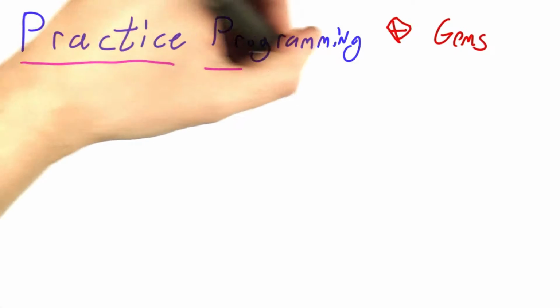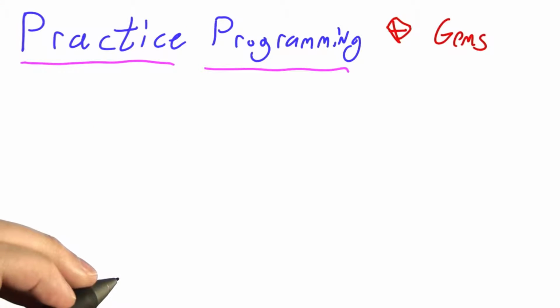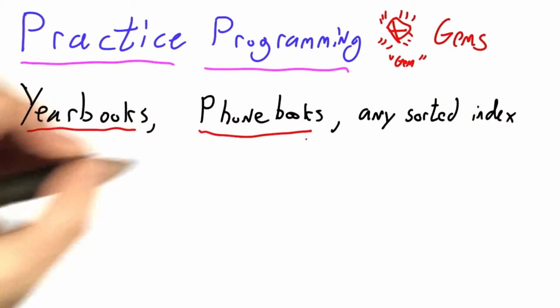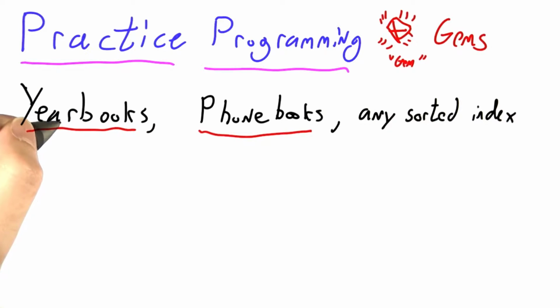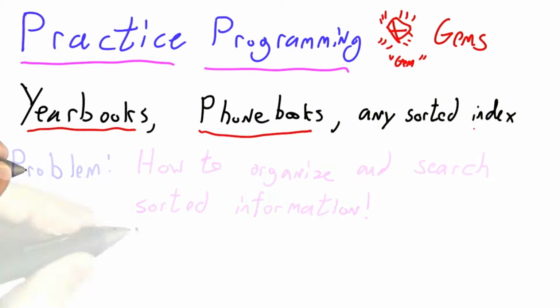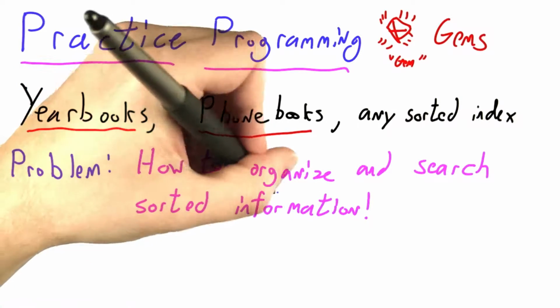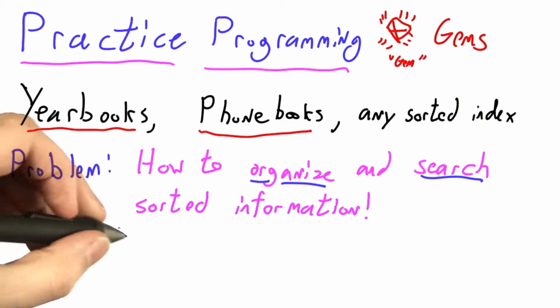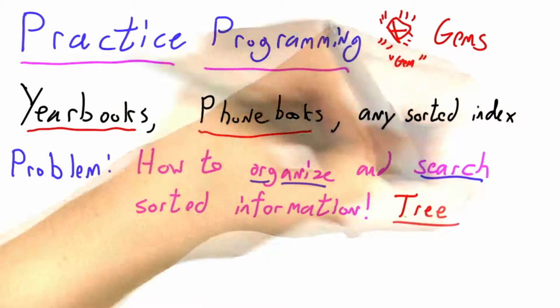So welcome once again to another chance to practice your programming skills. And today we're going to take a look at a problem that's important for physical devices like yearbooks in a school or phone books, or really any sorted index. And the problem we're going to cover this time is how to organize and search through sorted information. And the approach I want to take is to use a tree.